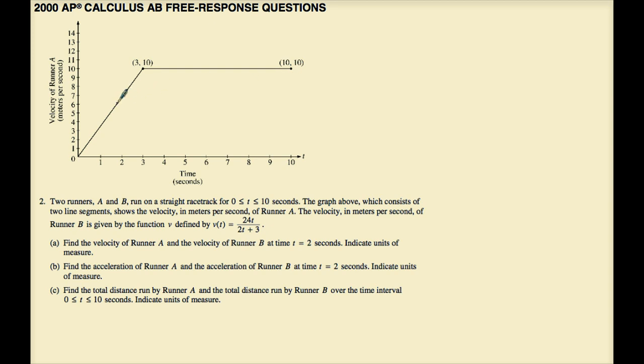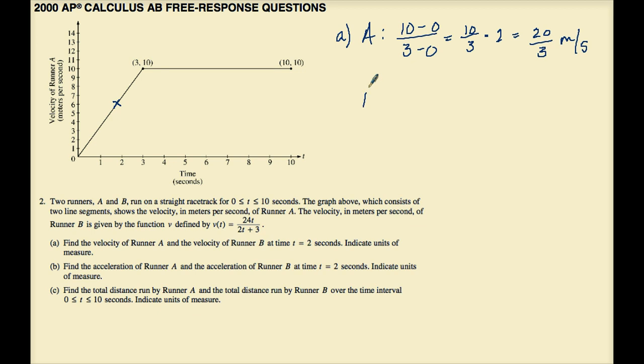We can't quite tell what the velocity was at t equals 2, but we can use the slope of this line to determine the rate at which the velocity was changing, and that will be used to find the velocity at time t equals 2. So for letter A, for runner A, we're first going to find the rate at which the velocity was changing on the interval from 0 to 3. So that will be change in velocity, 10 minus 0, over change in time, 3 minus 0. So on that interval, his velocity was changing at a rate of 10/3 meters per second squared. Let's multiply that by 2 seconds to find out what his velocity was at time t equals 2, and that was 20 over 3 meters per second.